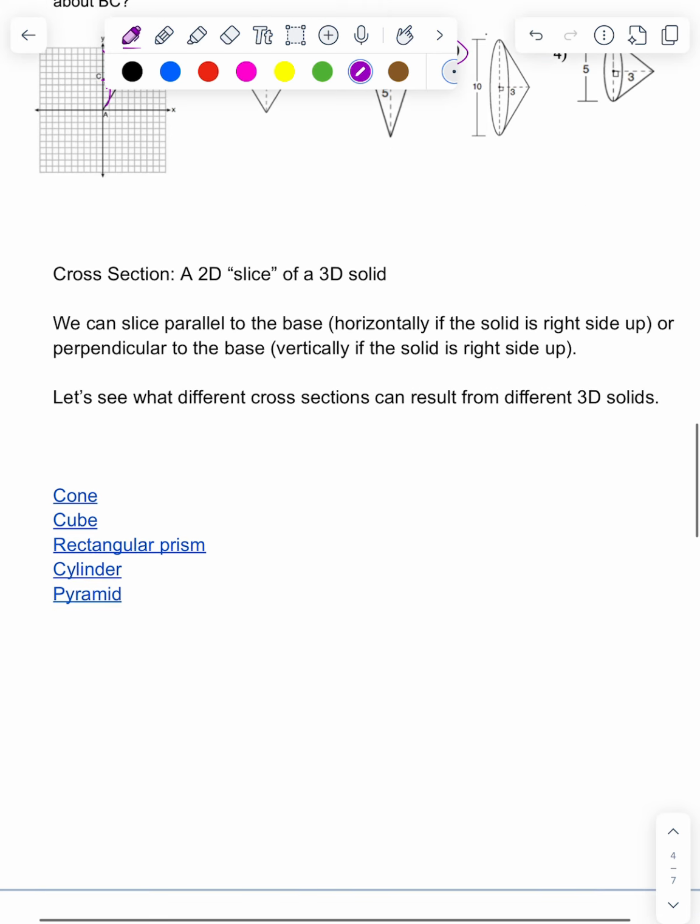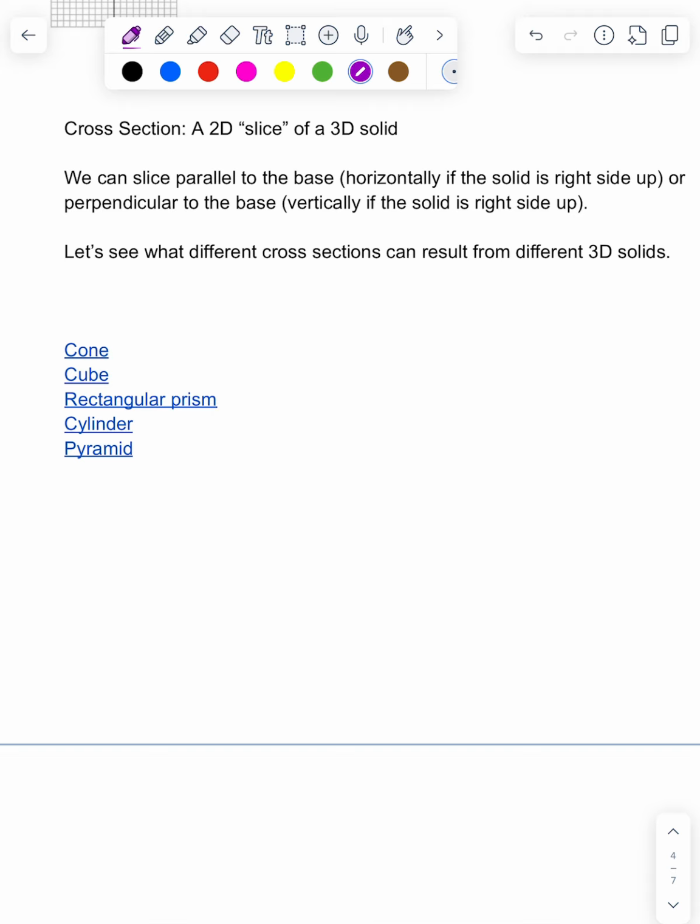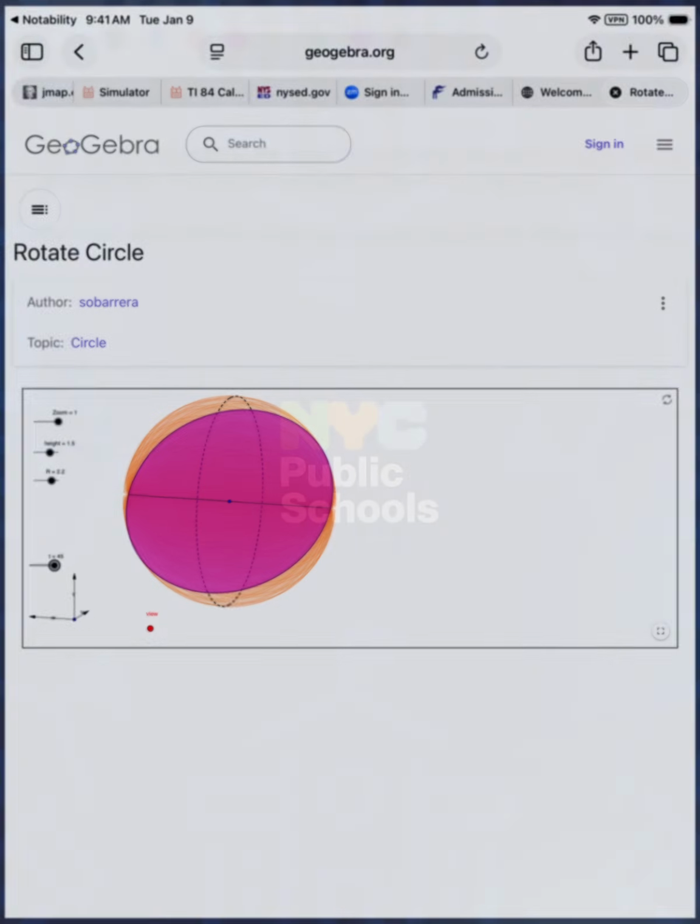Next, we're going to talk a little bit about cross sections. A cross-section is a 2D slice of a 3D solid. So if you imagine that you are just slicing a solid and seeing what shape you pull out when you make that slice. We can slice parallel to the base, which is horizontally if the solid is right side up. Or we can slice perpendicular to the base, which is vertically if the solid is right side up. You can also slice diagonally and get different shapes. But most of the time you'll see parallel to the base and perpendicular to the base. And let's get a better idea of what cross-sections are by seeing some cross-sections in some 3D solids.